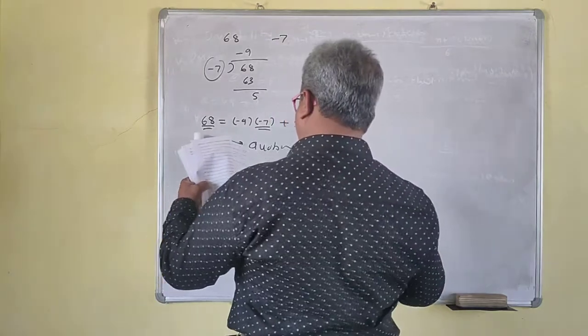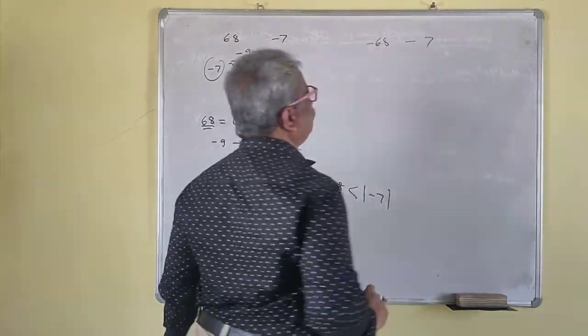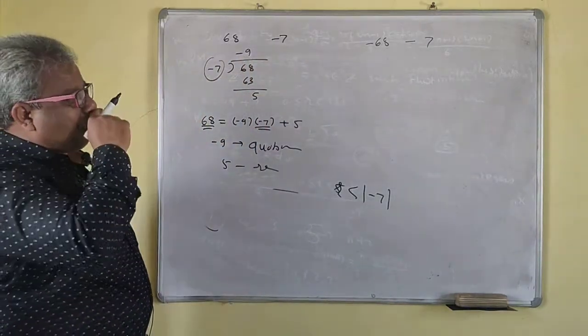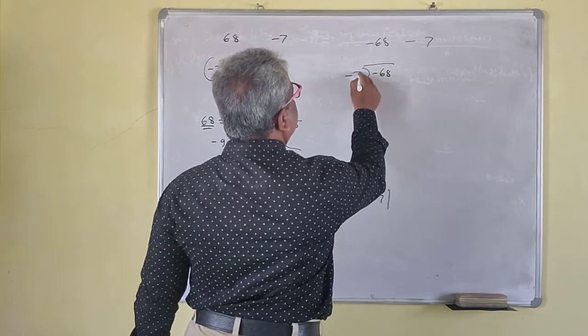Suppose you have minus 68 and minus 7. Suppose you want to find the quotient and remainder for this. So what to do? This is minus 68. This is minus 7.